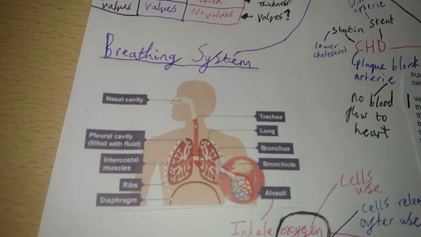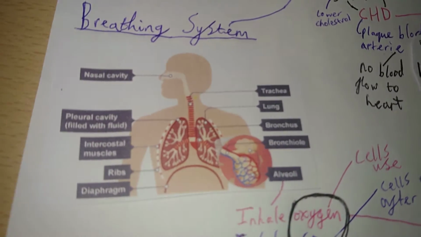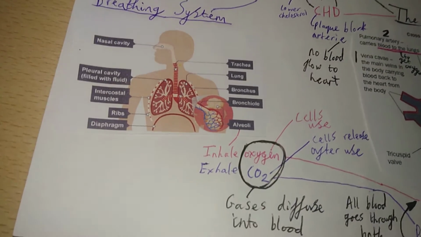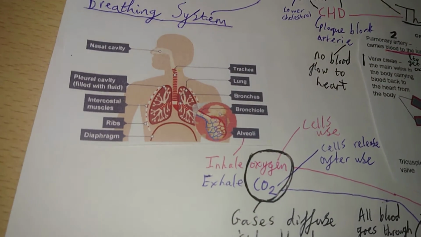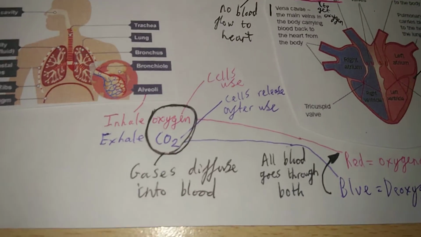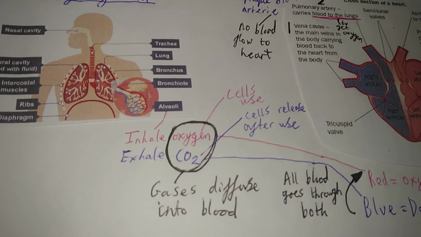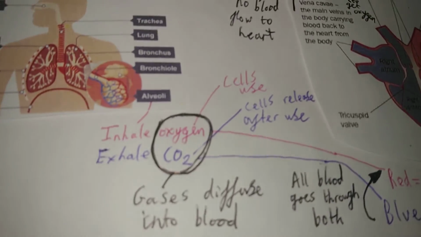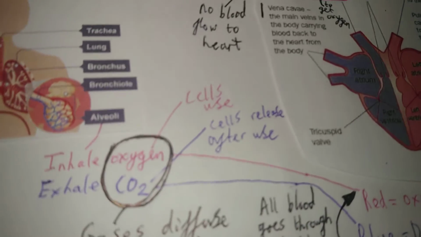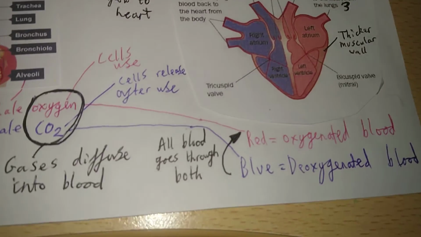Now, another part of this topic is the breathing system. It's made up of a lot of different things: the nasal cavity, pleural cavity, intercostal muscles, ribs, diaphragm, trachea, lung, bronchus, bronchiole, and the alveoli. The alveoli is the most important thing you need to remember in the breathing system. It basically shows that we inhale oxygen and exhale CO2 as gases diffuse into the blood. Cells use the oxygen, and then cells release CO2 as a byproduct, you know?